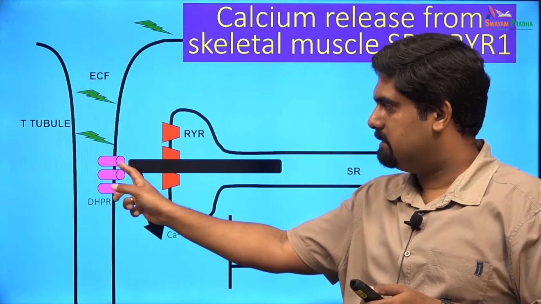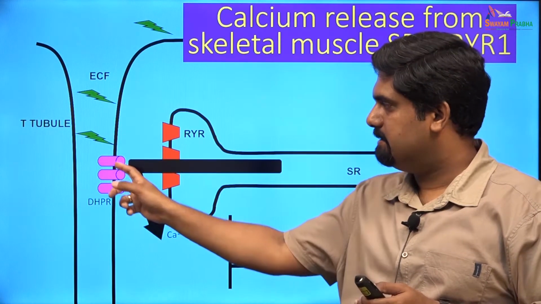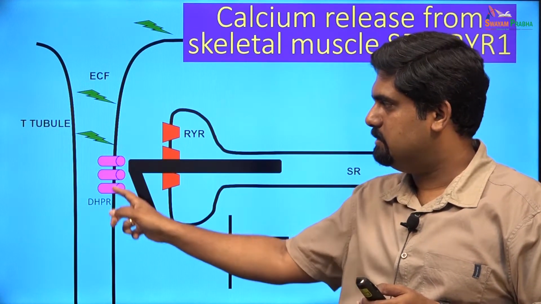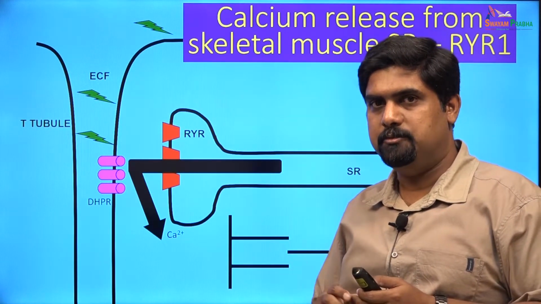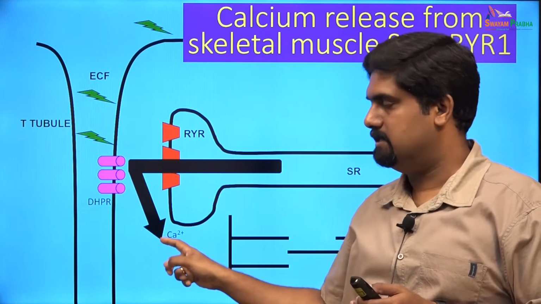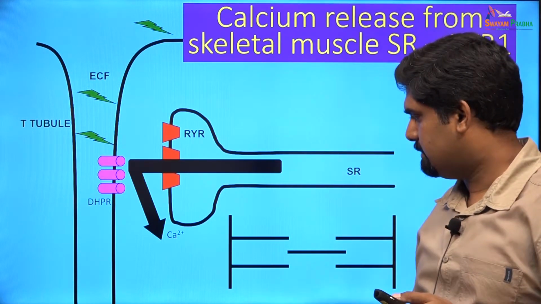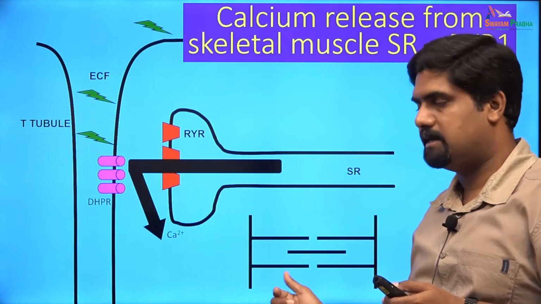So it is known that DHPR and ryanodine receptors are physically coupled, and when there is a depolarization of the T tubule, there is some conformational change that happens to the DHPR, which physically opens the ryanodine receptors, causing calcium release into the cytoplasm. And that calcium will then cause the sliding of actin and myosin, leading to a contraction of the muscle.